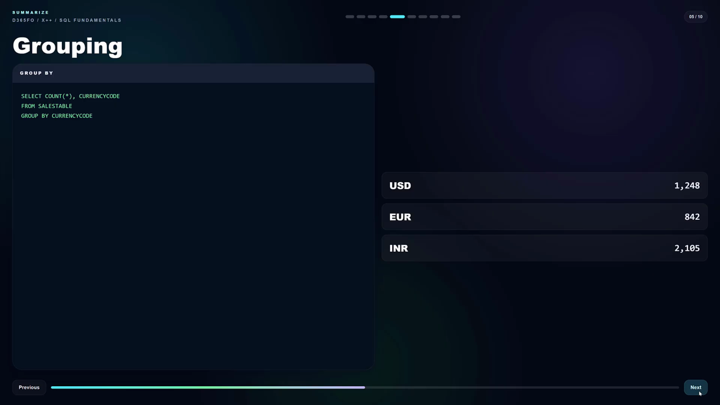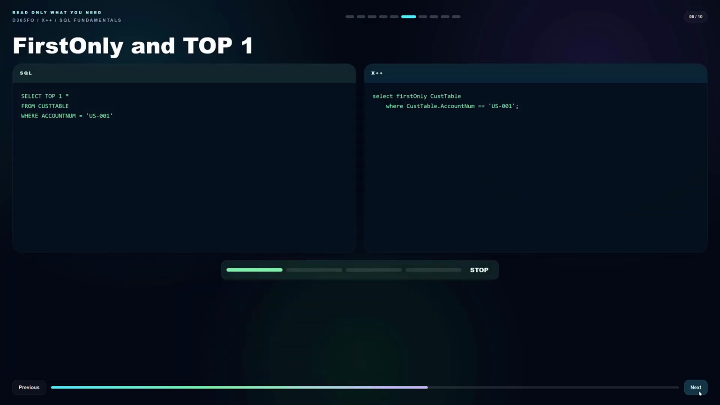First only and top one. One very important optimization concept is retrieving only the required records. Sometimes developers write queries that fetch thousands of rows when they actually need only one. In SQL, we use top one. In X++, we use first only. This tells SQL Server to stop searching once the first matching record is found, and that can significantly reduce I/O and execution cost. Now let's move into joins.